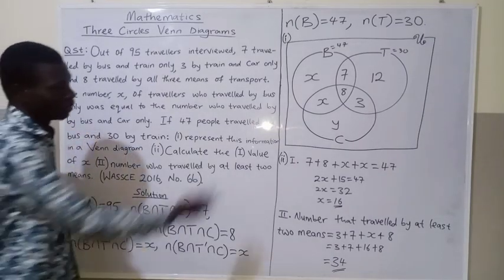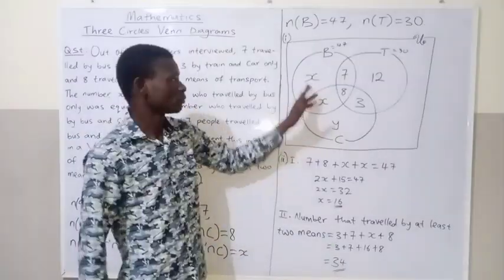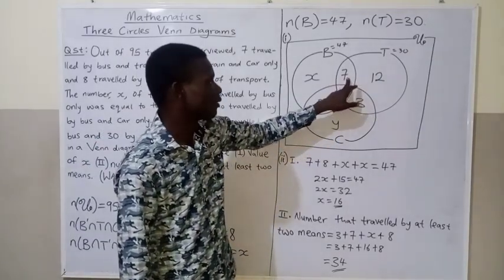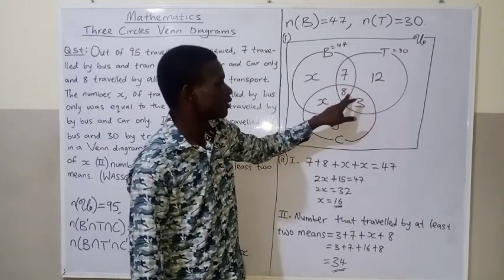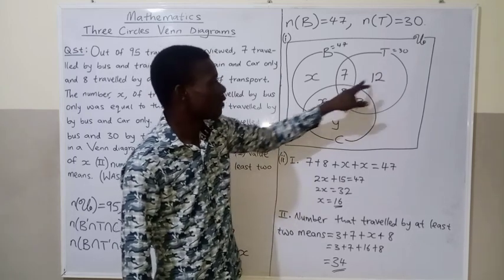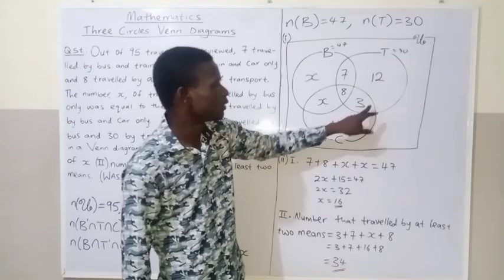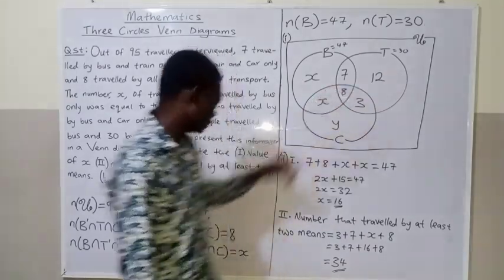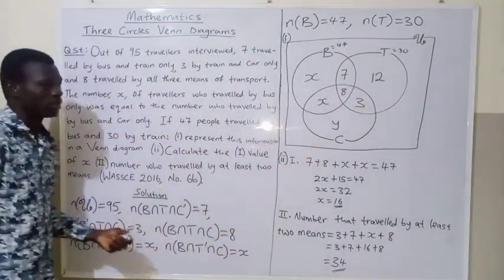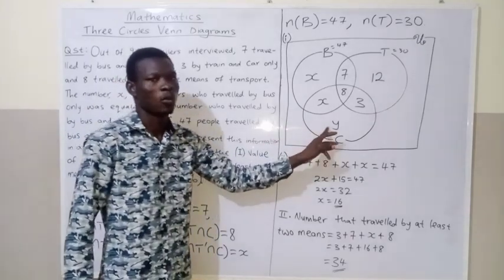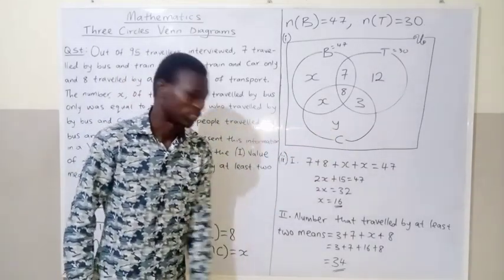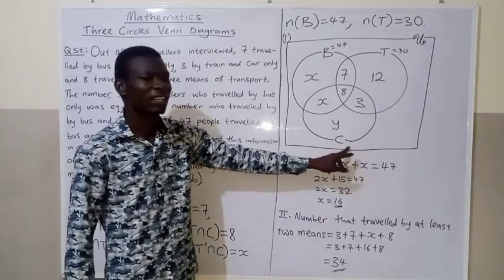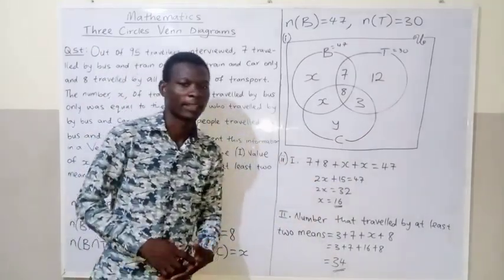And the universal set that was given is 95. So when you set that out, 16 plus 16 is 32. 32 plus 7 is 39. 39 plus 8 is 47. 47 plus 3 is 50. 50 plus 12 is 62. So when you take away 62 from 95, that's going to give you the value of y. And of course, that should be 33, which will be the value of y. And that y will be those that travel by car only.